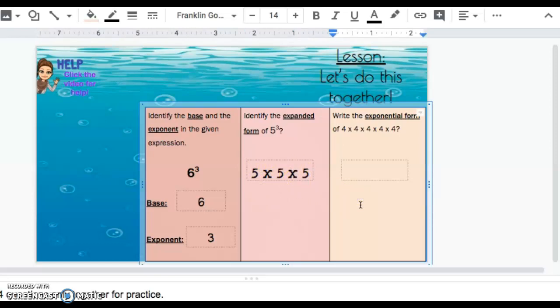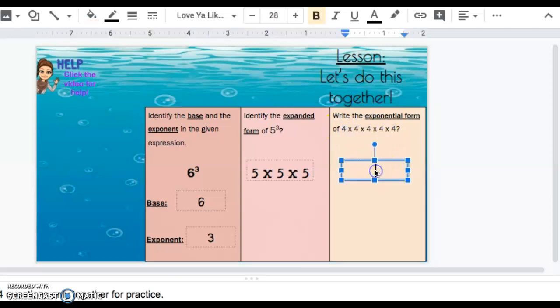Our last question that we're going to review before you guys are going to be completing questions on your own, you are going to write the exponential form of 4 times 4 times 4 times 4 times 4. The exponential form is literally putting your base and then your exponent. So your base is the number you use. So looking here, what number did we use? We used 4. So I'm going to put my 4.